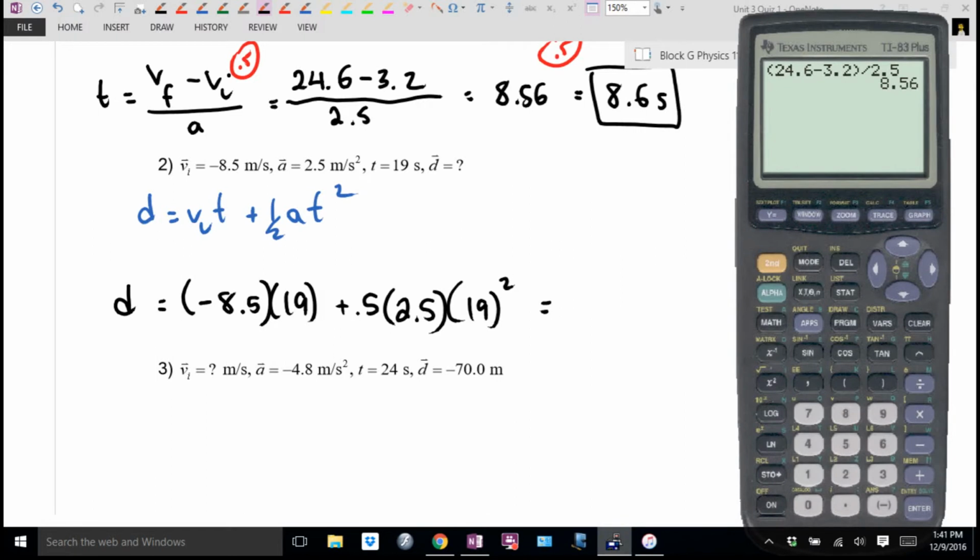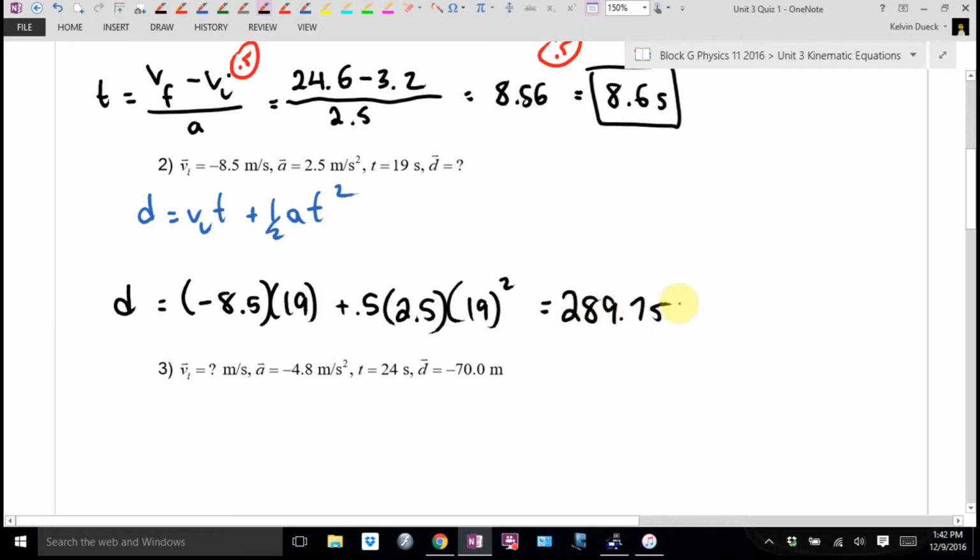Now, in my handwriting, Caleb, I write brackets to show multiplying. On my calculator, I typically would not go bracket negative 8.5, bracket 19. That's too confusing to keep track of. I prefer to use the times button on my calculator. I would go negative 8.5 times 19 plus 0.5 times 2.5 times 19 squared. Also, I've got a good calculator. My calculator does BEDMAS for me. It'll do the multiplying and then the adding. Do you get 289.75?